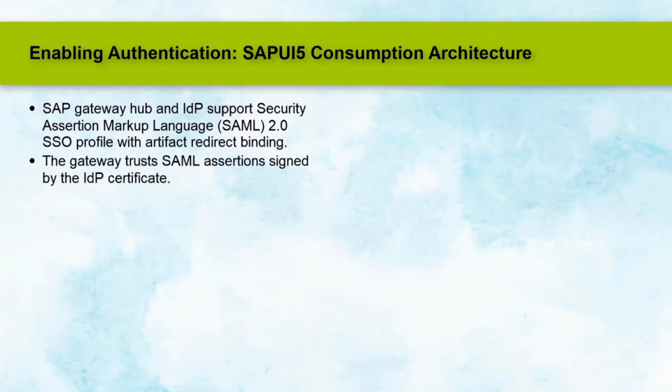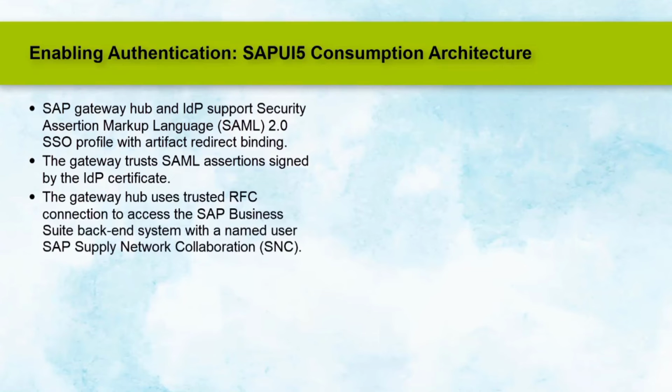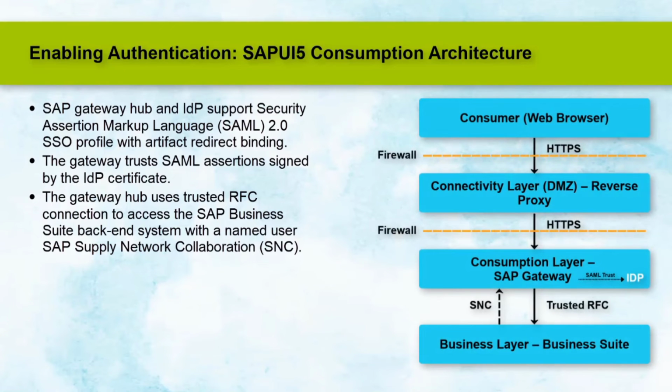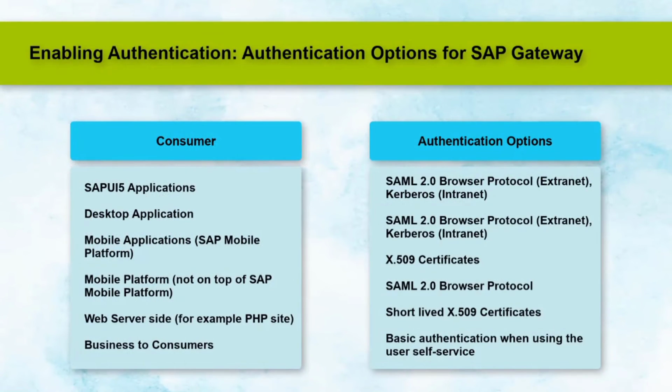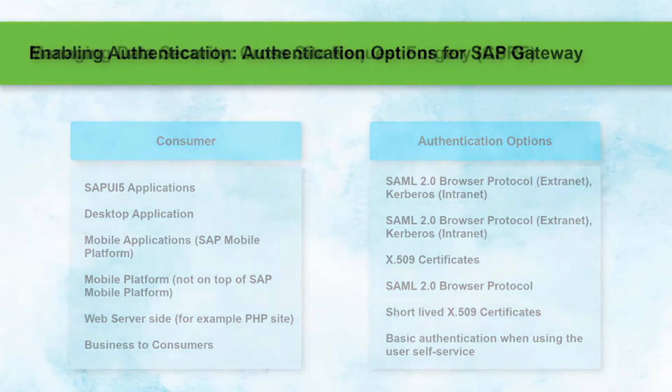The gateway trusts the SAML assertion signed by the IDP certificate. The Gateway Hub uses a trusted RFC connection to access the SAP Business Suite backend system with a named user, SAP Supply Network Collaboration. Take a pause to go through the process flow of SAP UI5 consumption architecture. Take a pause to read through the various consumer applications and corresponding authentication options for SAP Gateway.